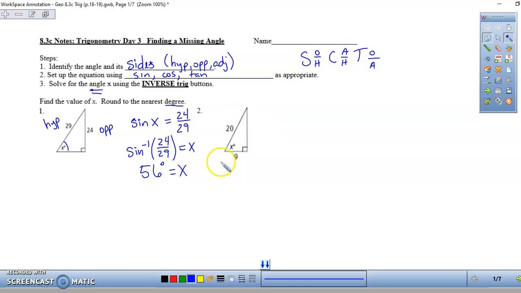Okay, so let's try this next one. I'm going to give you a moment to try and at least identify the sides and set up this initial equation. So pause and try that.